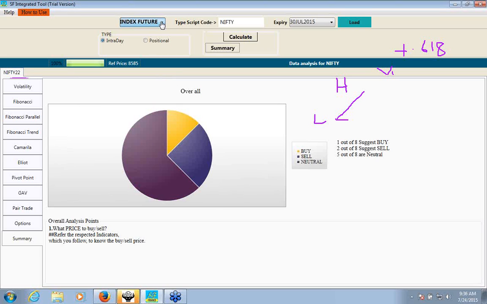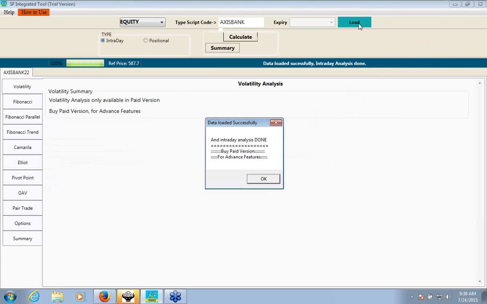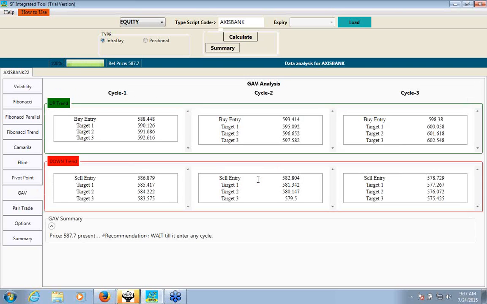Suppose I am selecting equity. Here a certain symbol, ICICI Bank, is visible. I don't want ICICI Bank, suppose I want Axis Bank. I will type AX, and after typing one or two alphabets, the symbol will appear. So I have selected Axis Bank here. Then I will hit load data. Once I hit load data, it will retrieve the price for me, and it is saying that the reference price is 587.7. This is what it has taken, and from there it has calculated.